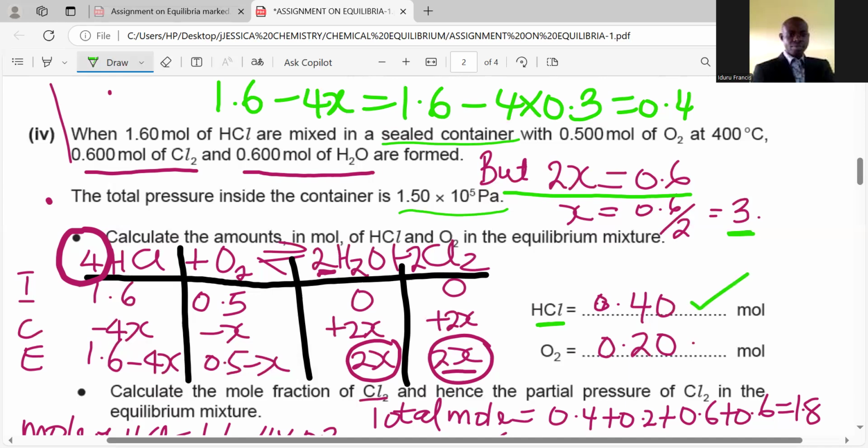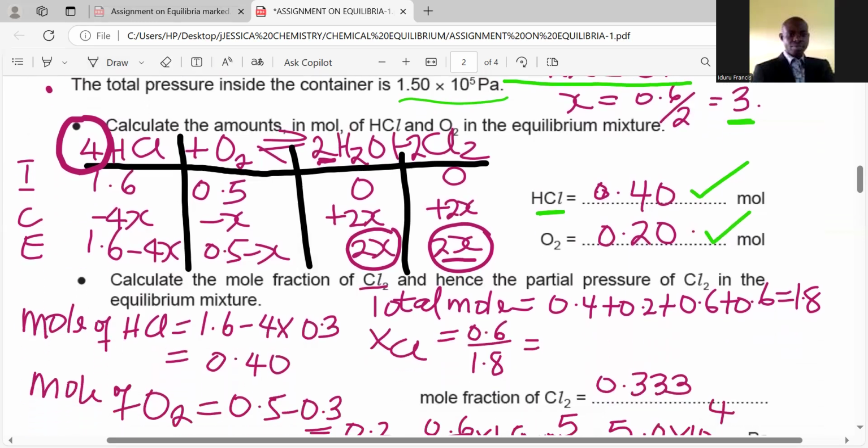So we have 0.4. And for oxygen, 0.5 minus x. Since we know that x is 0.3, 0.5 minus 0.3, we have 0.20. That represents the mole of the oxygen gas at equilibrium. So we have that.